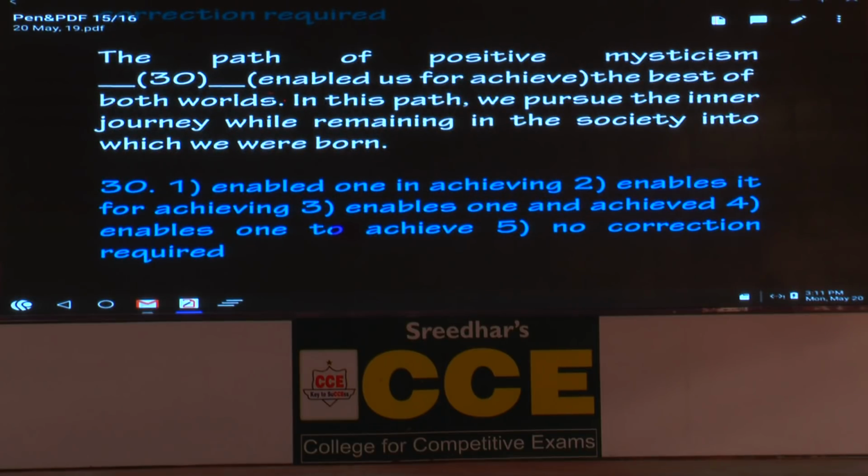The path of positive mysticism, what? Enabled, enables, present tense or past tense? How many options in present? 3 options. Enables it for achieving, enables one and achieved, enables one to achieve. Which one seems right?